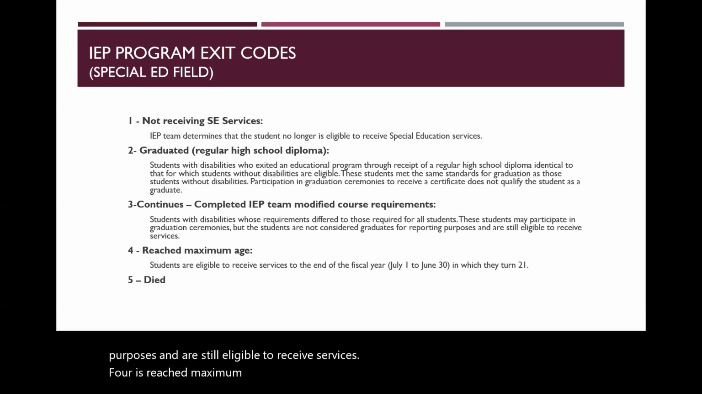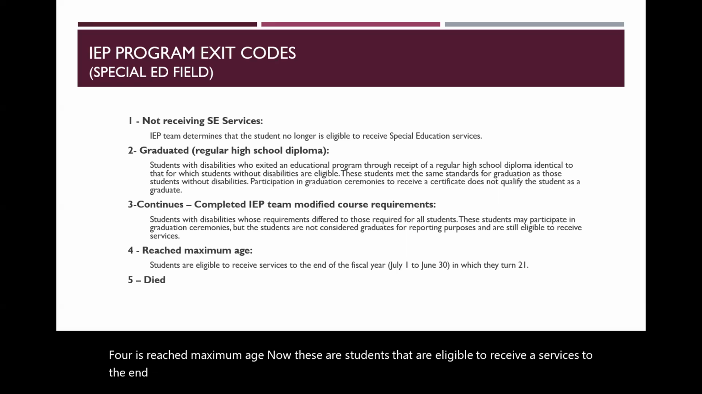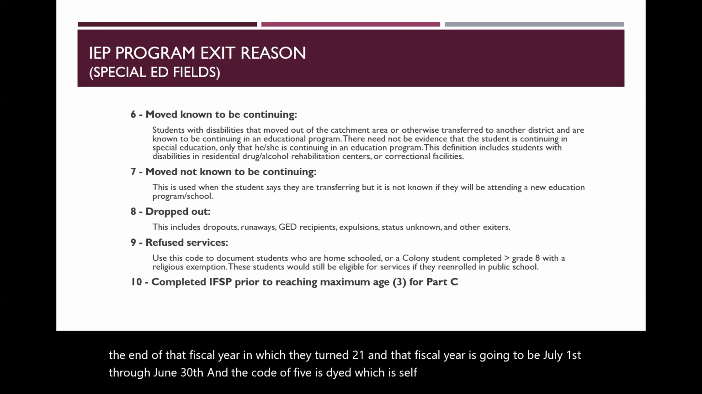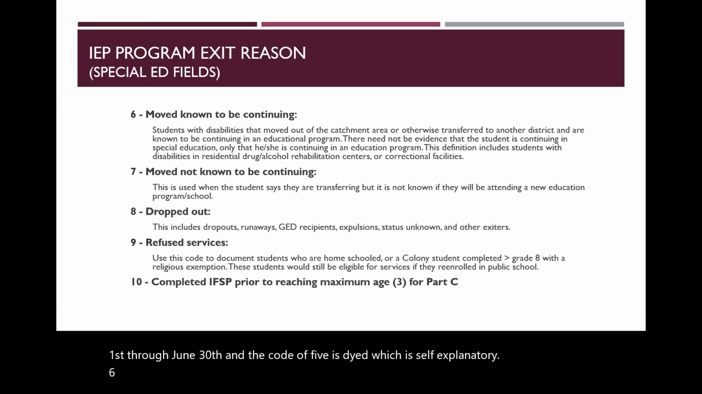Now, these are students that are eligible to receive services to the end of that fiscal year in which they turn 21. And that fiscal year is going to be July 1st through June 30th. And the code of 5 is died, which is self-explanatory. 6 is moved, known to be continuing.